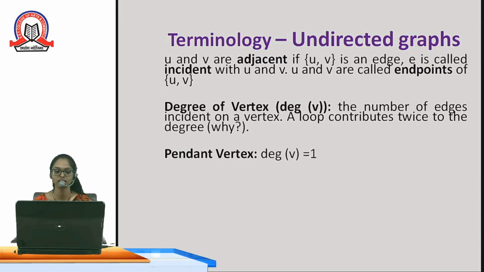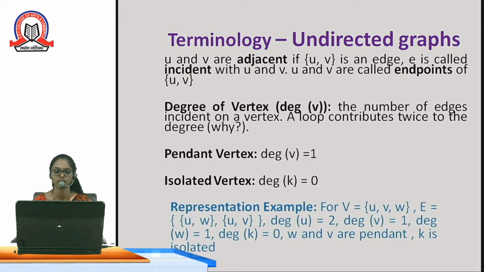Now next one, the third point is pendant vertex. If your vertex degree is 1, then this type of vertex is called a pendant vertex. Similarly, an isolated vertex means the degree of the vertex is 0.